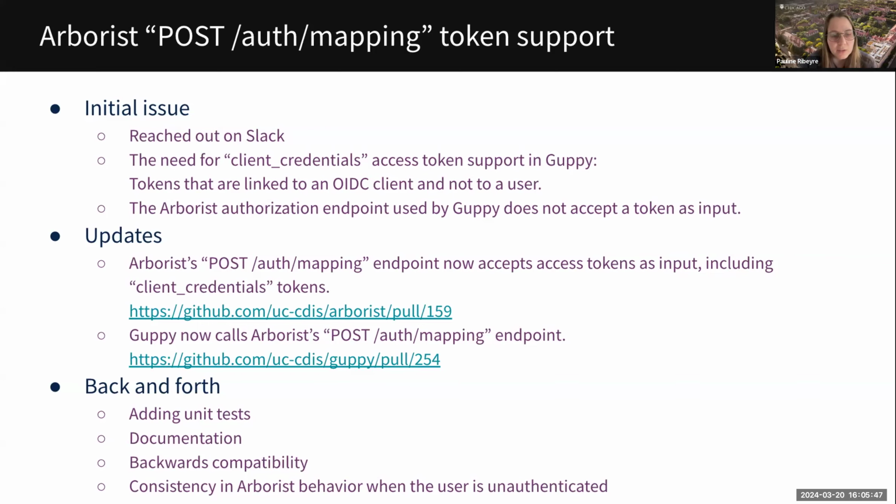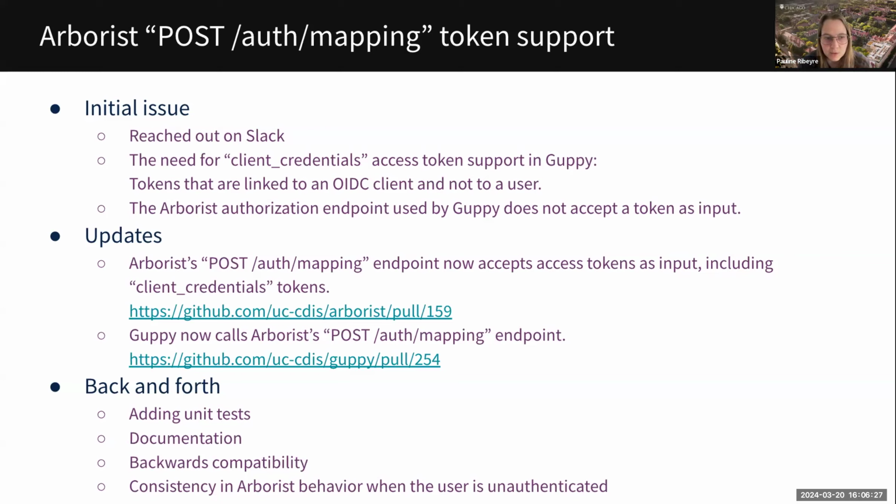And the third thing we discussed with Luca was backwards compatibility. The changes worked fine when both Guppy and Arborist were updated at the same time. But if someone wanted to use the new version of Guppy, but was still using an old version of Arborist, for example, Guppy would call that new version of the endpoint that would not support tokens yet. So we asked Luca to make an update to his Guppy PR so that if that happens, Guppy will fall back to the old logic and everything will keep working.